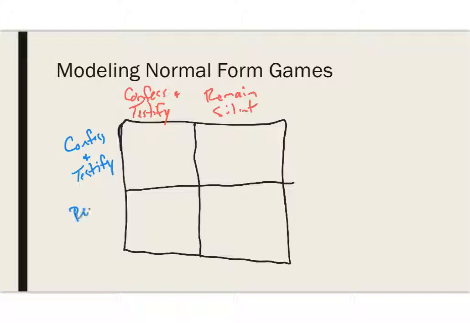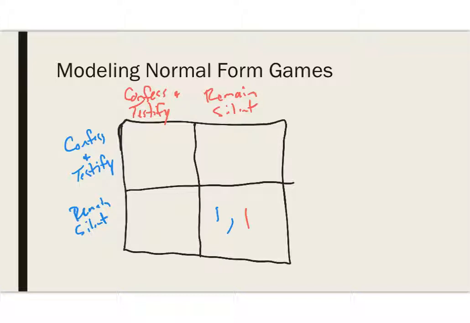And this is going to be remain silent. And what we're going to put in these cells is the player's payoffs for being in that box. Okay, so if they both remain silent, so that's that lower right-hand box, the police can't prove the more serious crime. So they both go to jail for 1 year. So we're going to put 1, comma, 1.